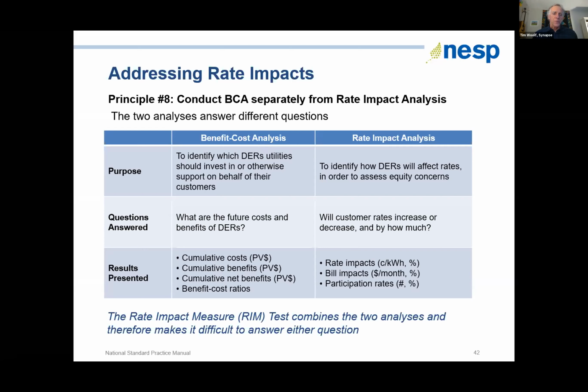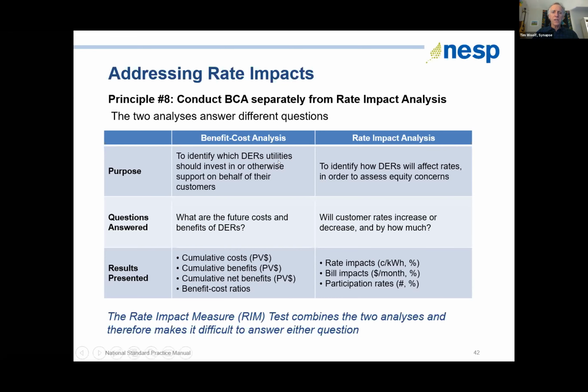Now, we mentioned earlier that the rate impact measure test is not particularly helpful. The reason is it combines the two analyses into one. It takes the rate impacts and the lost revenues and increased revenues and combines it into one. And as a result, it's really hard to answer either question. It might tell you that rates will go up or down, but it doesn't tell you by how much. And it doesn't tell you about future costs and benefits because it mixes in all these other, basically rate impacts are driven by historical sunk costs and the need to recover them. So we discourage the use of the RIM test just because it makes it very difficult to actually answer the key questions you want to have answered.